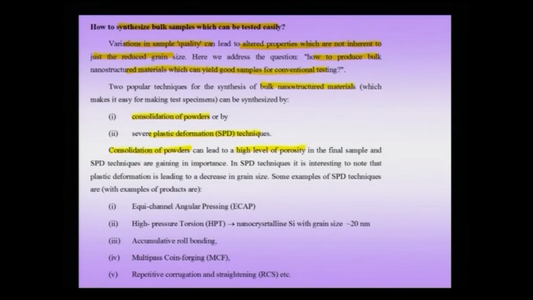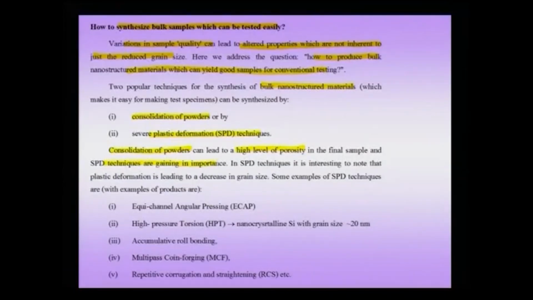The problem with consolidation of powders is that it can lead to a high level of porosity in the final sample, and this has led to the popularity of SPD techniques, because as you know, powder metallurgy and powder material science has been around for quite some time, and many important materials like tungsten etc. are produced by powder consolidation. But when it comes to nanoscale, this porosity can play havoc with the properties, and therefore, people are trying to develop very many SPD techniques.